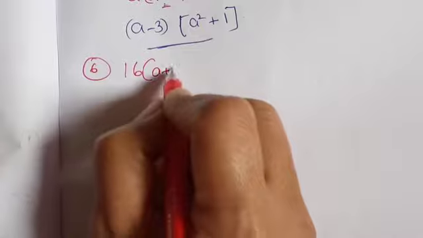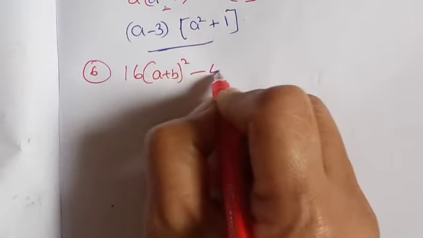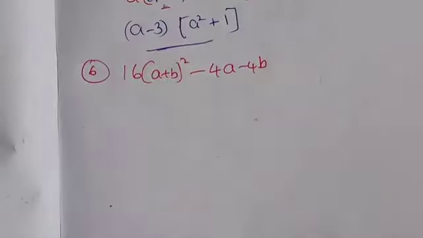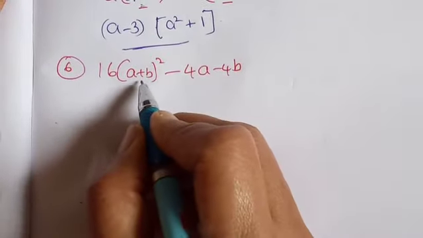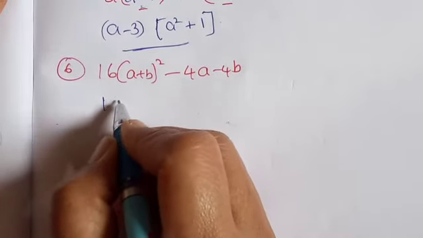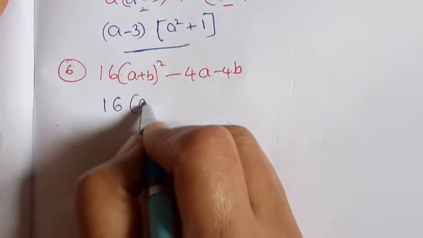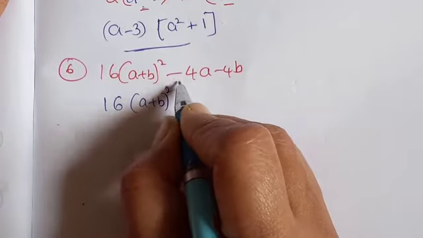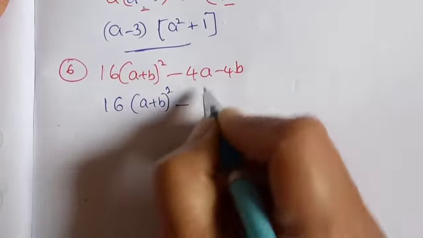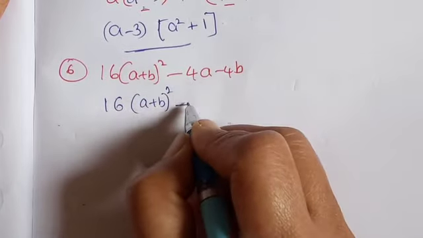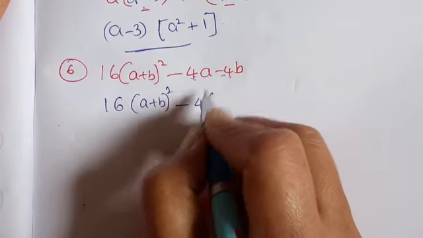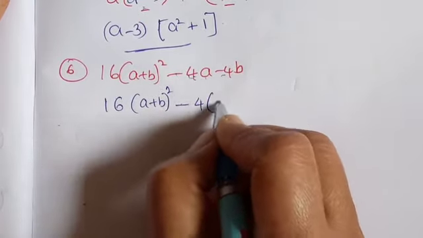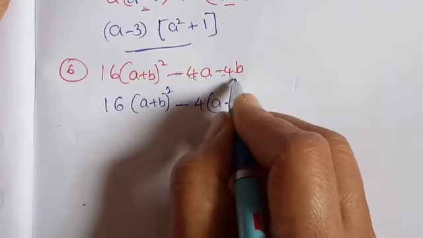16(a + b)² − 4a − 4b. Okay, so here also, children, it is grouping-term factorization. So (a + b)², and now 16, I'm just rewriting the question: 16(a + b)², arranging along with the symbols. Just taking out the common first, minus as common. 4 also we can take common from these two terms. 4 I have taken common, −4(a + b).